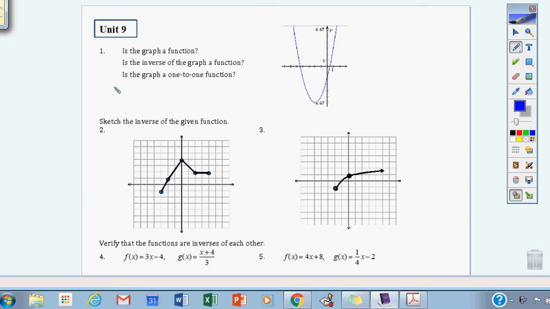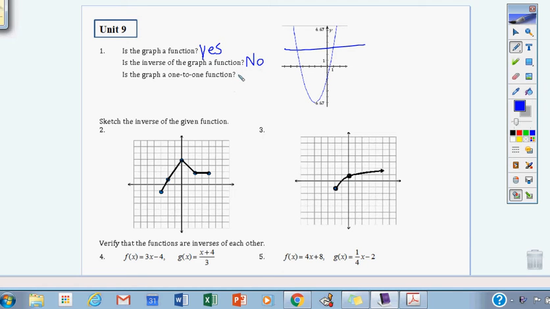to Unit 9 review for our final exam. Is the graph a function? If it passes the vertical line test, then it's a function. So this does pass the vertical line test, so it is a function. Is the inverse a function? Well, that does not pass the horizontal line test, so we're going to have to say no to that.